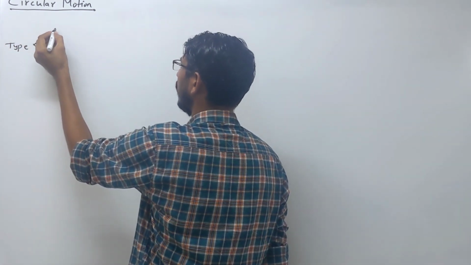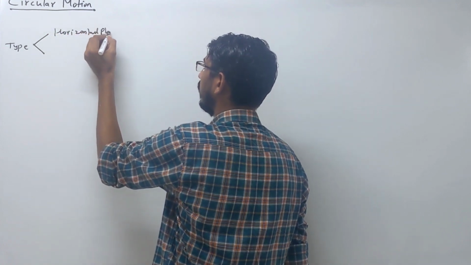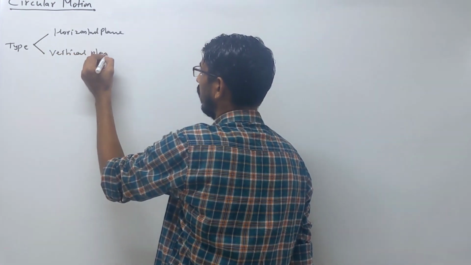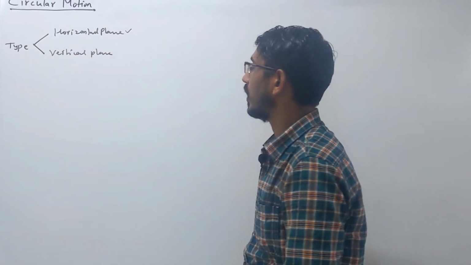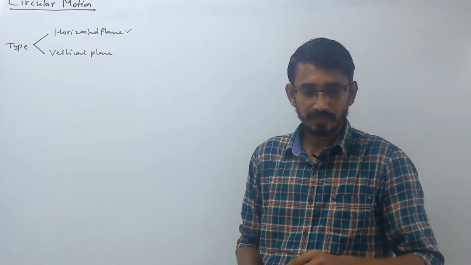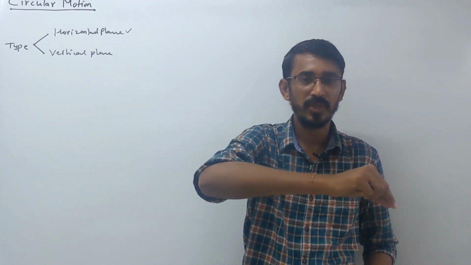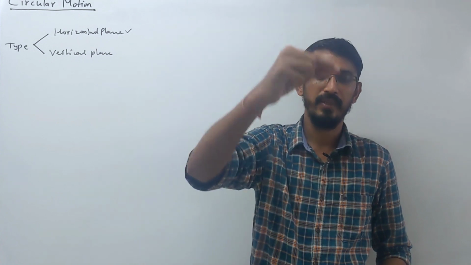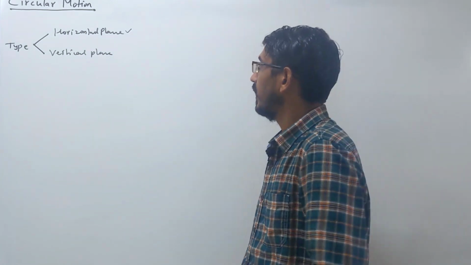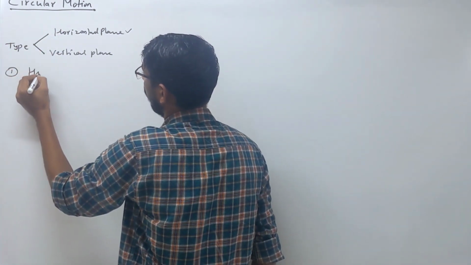One we can say is in a horizontal plane, and then we have the vertical plane. Today we will learn about the horizontal plane, which means the body is moving in a horizontal plane. It's simple to understand: suppose some body is there and you move it in a circle like this. This is your horizontal plane, right? But if you are moving it that way, that becomes the vertical plane. We will see what happens there. So today we are learning about the horizontal plane first.